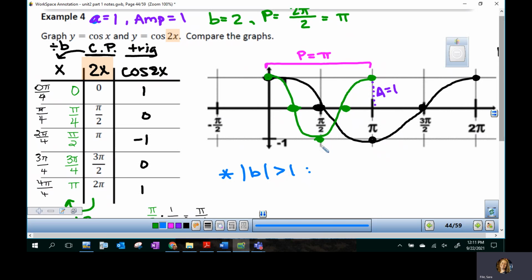Horizontally. Okay, so yesterday, A was vertical stretch and compressions. Now the B value is going to affect the graph horizontally because the B value is inside the function. It's part of what you're taking sine or cosine of.